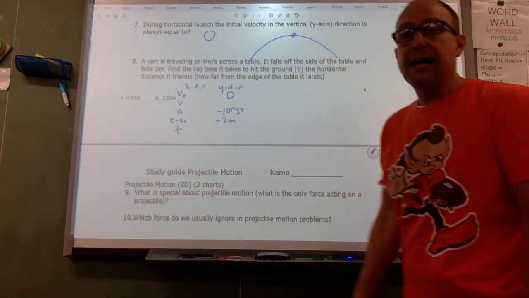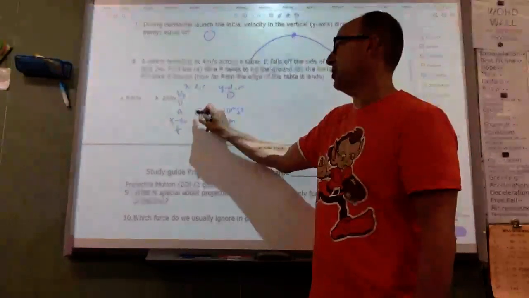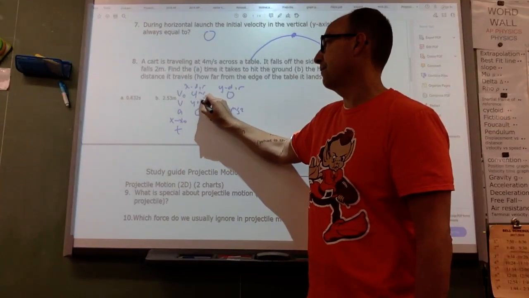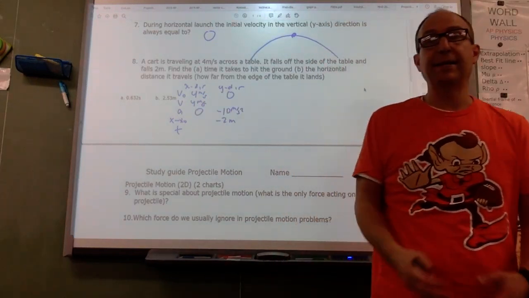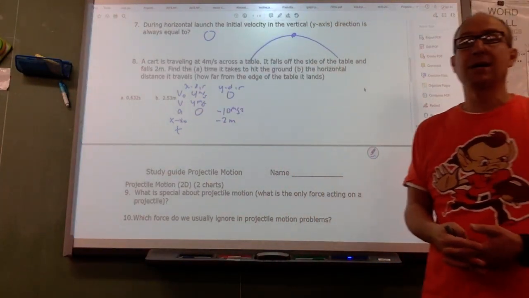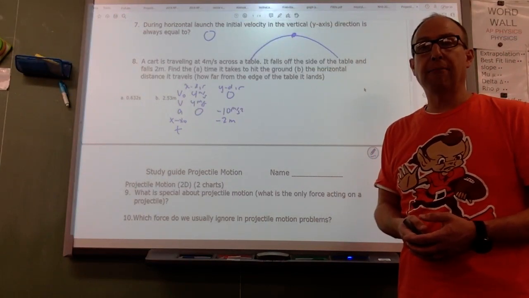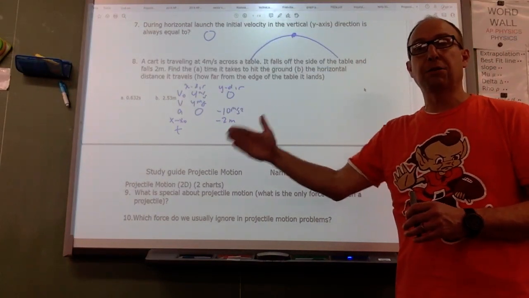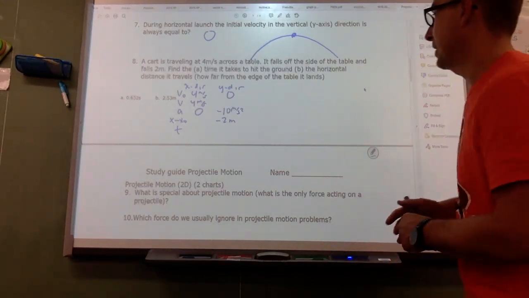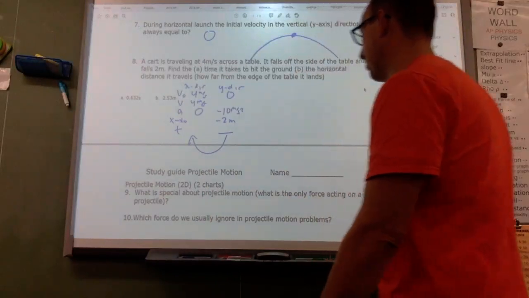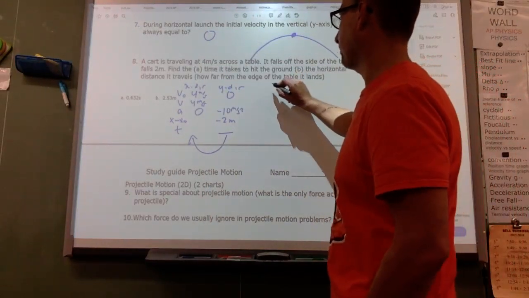In the x direction, there is no acceleration, so my velocity stays the same throughout. And we looked at this in a number of different instances. In the lab, I showed you some timed photos where you could see that it was traveling the same distance every time. All right, so we're going to use the y direction to get time, and we're going to plug it into the x direction.